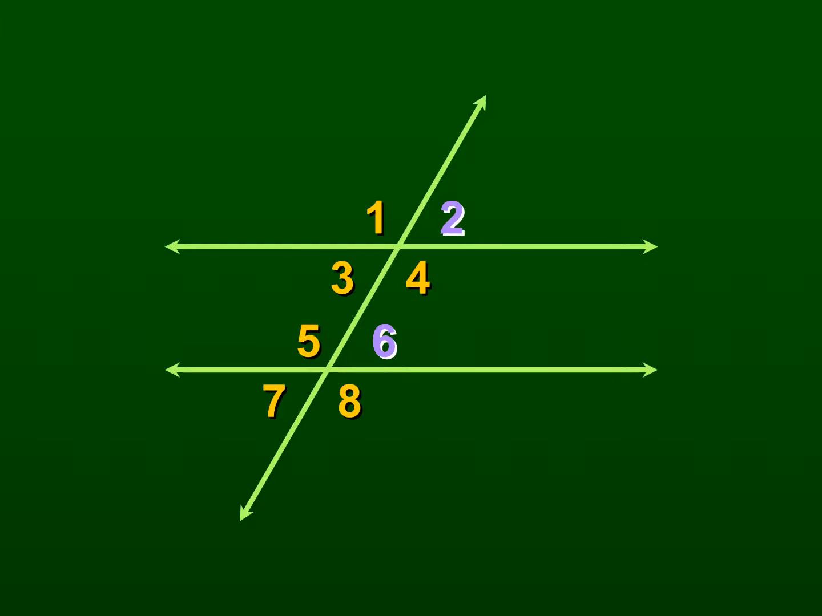Some more examples would be 2 and 6. Again, same side of the transversal and on the same side of their lines. And then 3 and 7 is corresponding. Also 4 and 8 are corresponding.